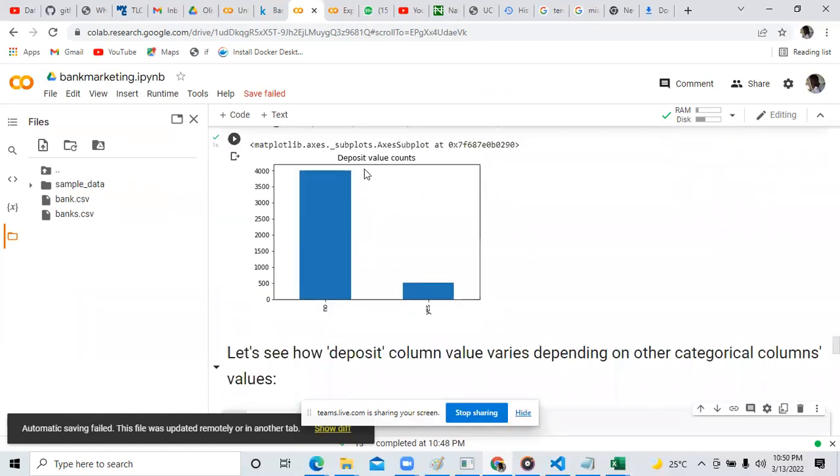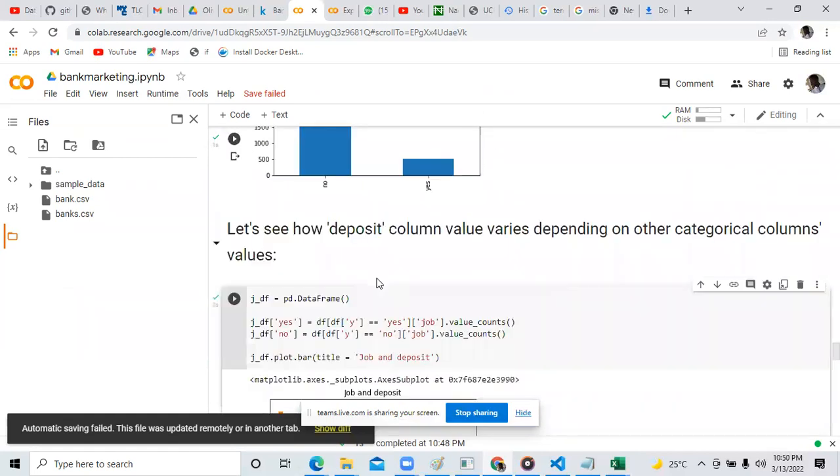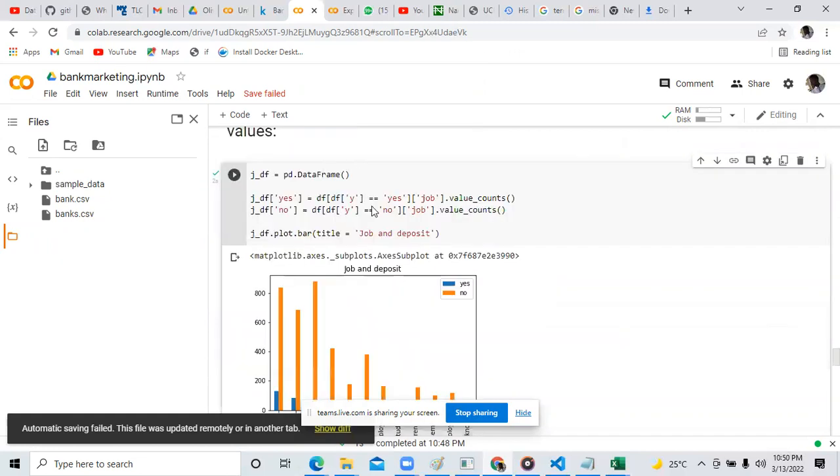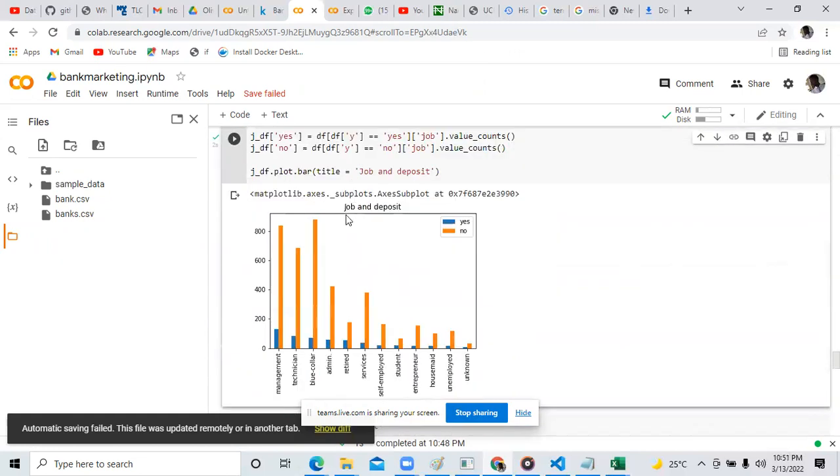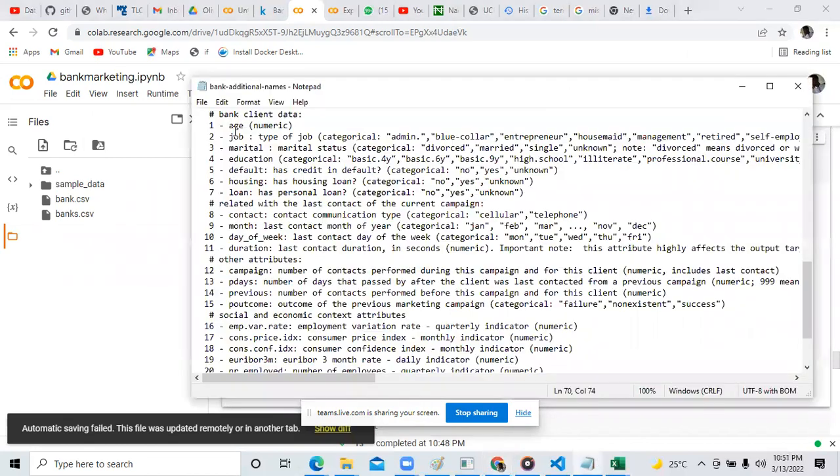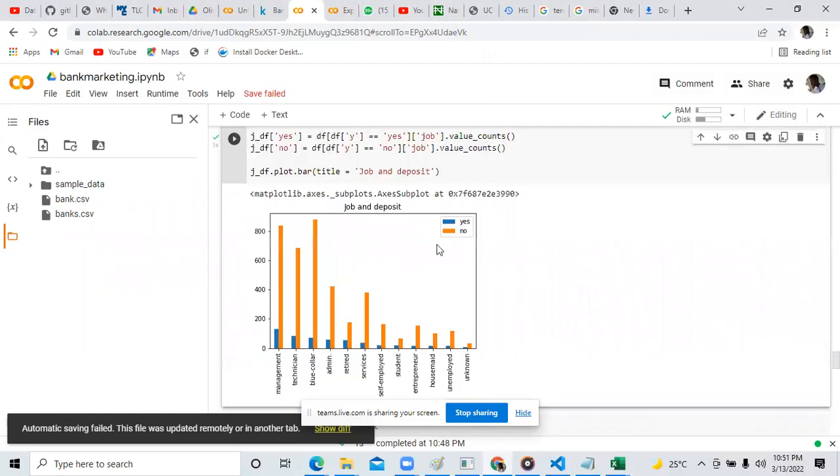Now we want to see how our input variable affects the output variable. So in this code, we compared job, right? So this job now, we want to see how these guys, blue collar, entrepreneur, housemaid, and so on, how does it affect deposits? Now, this is the bar plot. What insights can you gain from these bar plots?